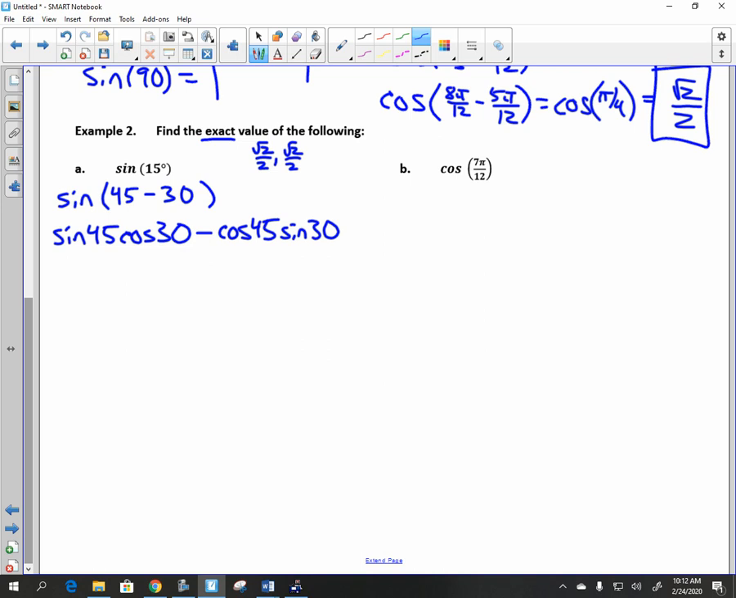Pi over 6 is the radian measure. What's the coordinate? Root of 3 over 2, says Carson, and 1/2, right? So sine of 45 is root of 2 over 2 times the cosine of 30, root of 3 over 2, it's the x value, minus, cosine of 45, which is root of 2 over 2, times sine of 30, 1/2.